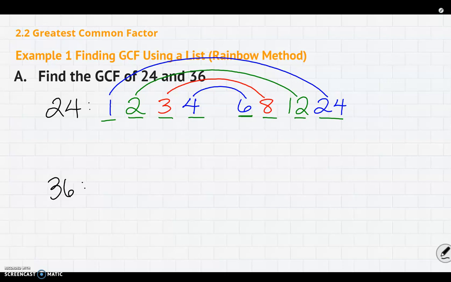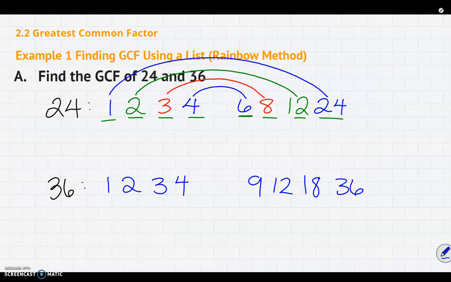Okay, now I'm going to do the same thing for 36. So again, I will always start with 1 and 36. Okay. Then 2, and 2 is a factor of 36, so I will write 2 and 18. And then I check 3, is 3 a factor? And it is, so 3 times 12. And then I check 4, 4 is a factor, 4 times 9. I check 5, 5 is not a factor of 36.